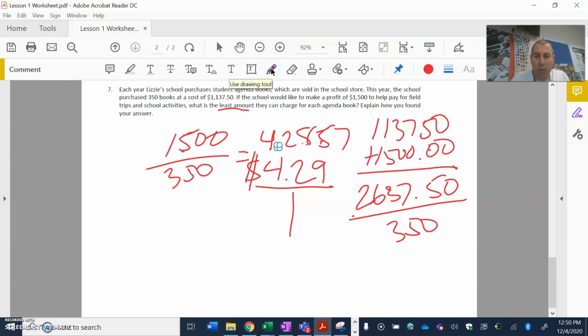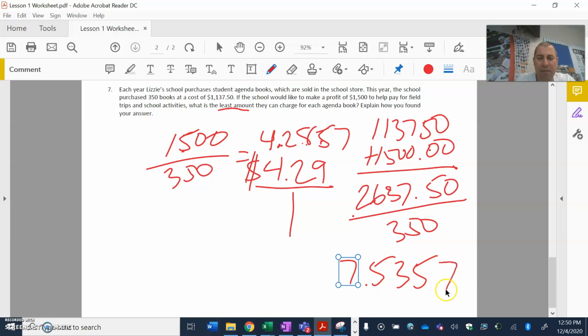And we get 7.5357. So that would be $7.54. I'm going to the next place value, so the five is going to make me round up. So $7.54 for each of them. So let's see this here. If I take that $7.54 and multiply by the 350, that's going to bring in $2,639. And if we look at it, that would get up to our total. So yeah, there we go.